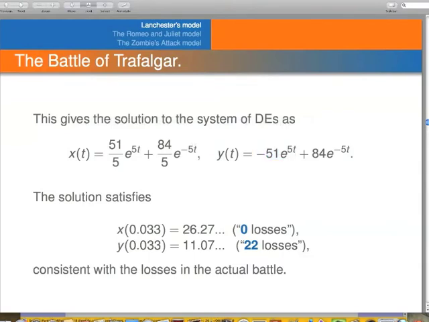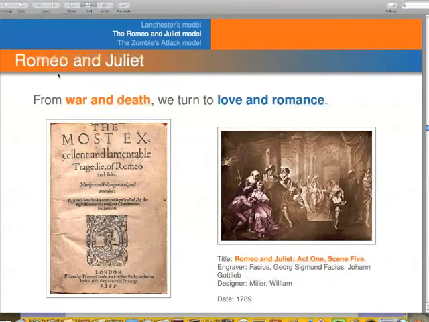And if you do some computations, again using the solve command in SAGE, you can find out when the battle is roughly over. We historically know that there are no losses on the British side. There are 22 losses, which means we want something around 11 on the other side. So that gives us the amount of time that has elapsed, and that's consistent with the losses in the actual battle. Well, let's move on. That was war.